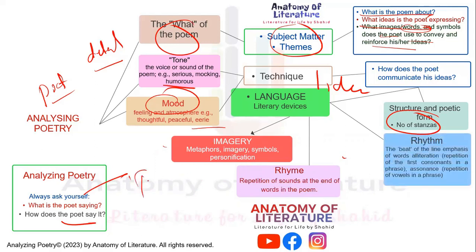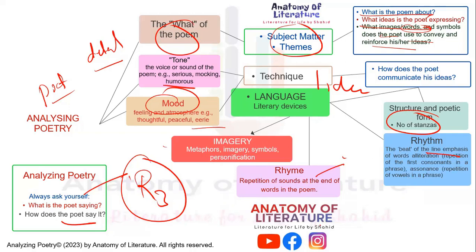I have already discussed in the STIMMLRRR device that it can be termed as R3. So rhyme involves repetition of sounds at the end of the word. We'll be looking at how we can identify the rhyme. And rhythm involves the beat of the line, repetition of the consonants in the phrases. It also involves the pattern of stressed and unstressed syllables in a line. So besides consonance and assonance, we'll be looking for the pattern of meter also.